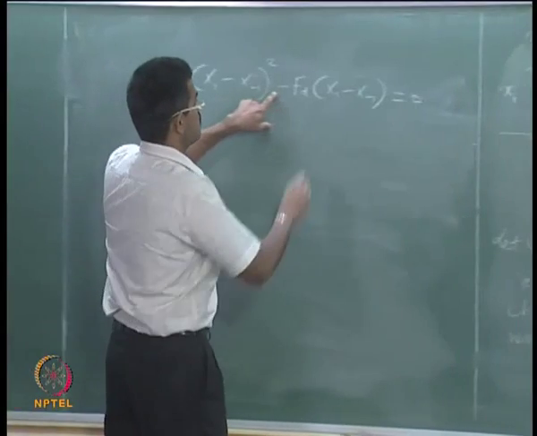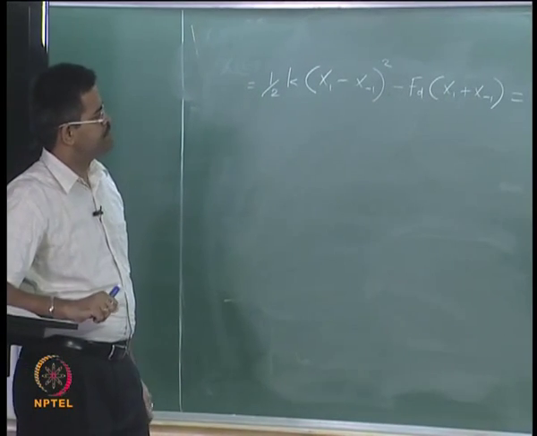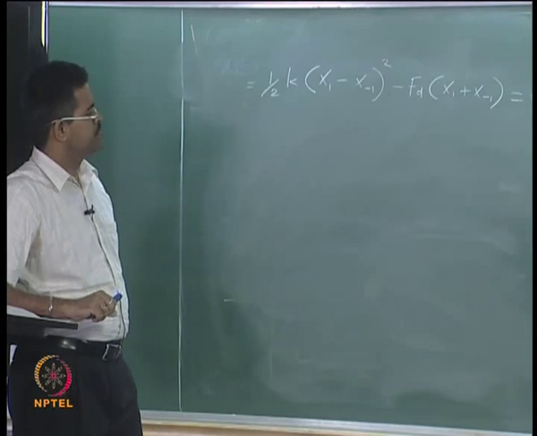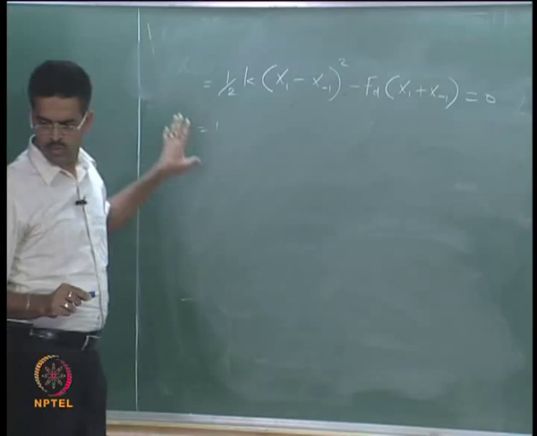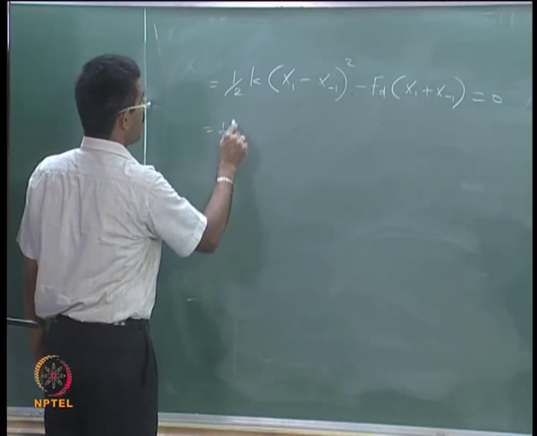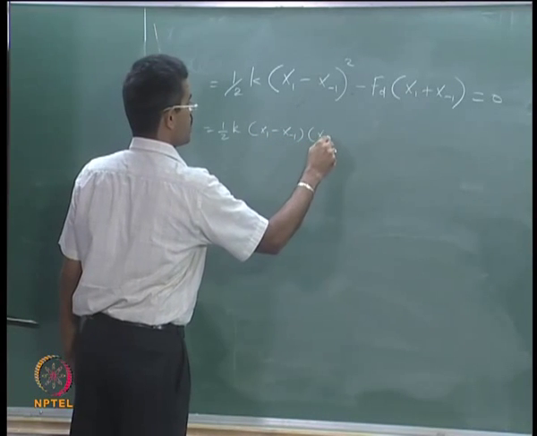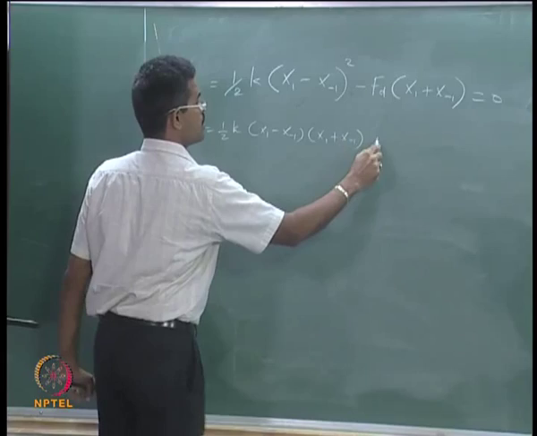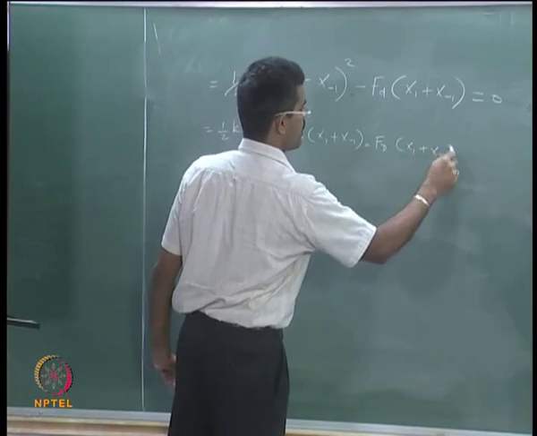Oh, I am using a minus sign, it should be plus. So if we expand this, and this is going to be my FD. If we expand this, half k (x1 minus x minus 1)(x1 plus x minus 1) is equal to FD (x1 plus x minus 1).